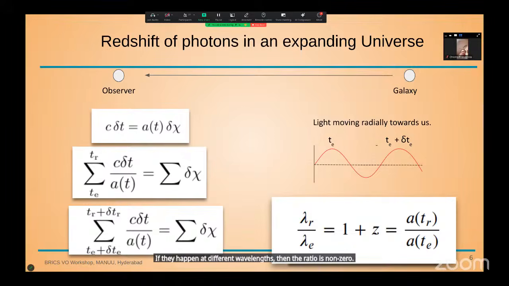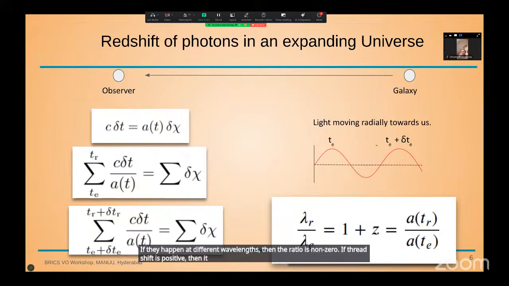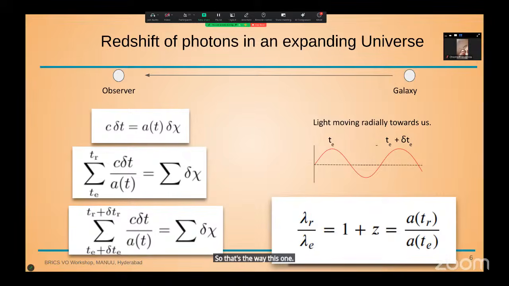If redshift is positive, then it means that lambda r will be greater than lambda e. So lines are shifting towards the red. That's why it's called a redshift. So that's the way it is defined. Everyone with me? Or am I singing the lullaby? I know after the food it can be tricky.